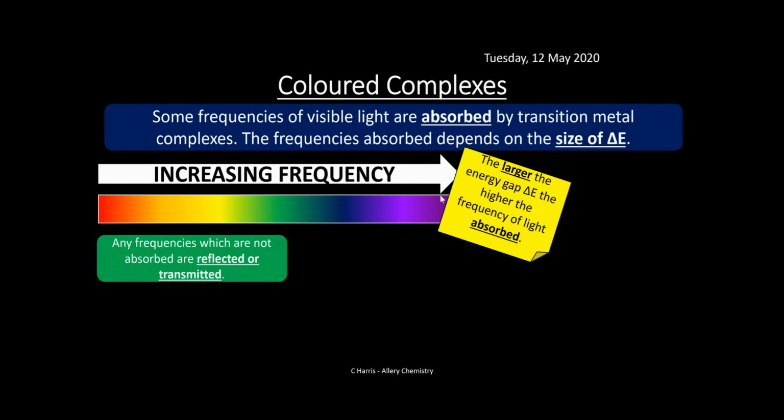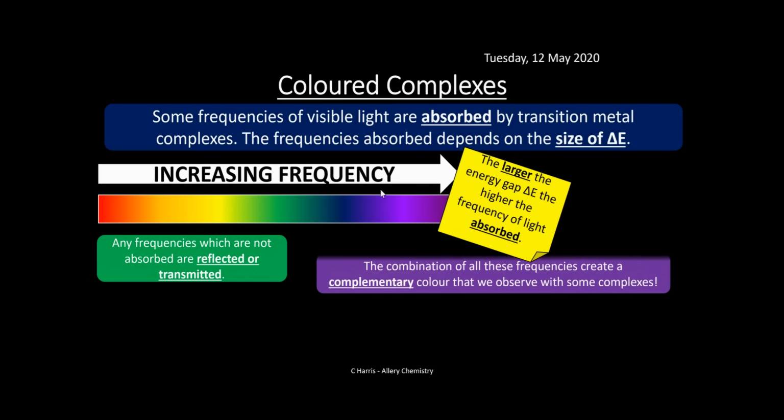How exciting is this? Any frequencies which are not absorbed are actually reflected or transmitted. So for example, if we have a transition metal ion that absorbs at green, let's say, this frequency of light, then all of the other colours around it are reflected or transmitted. The ones which are not absorbed are reflected or transmitted back out of the complex.